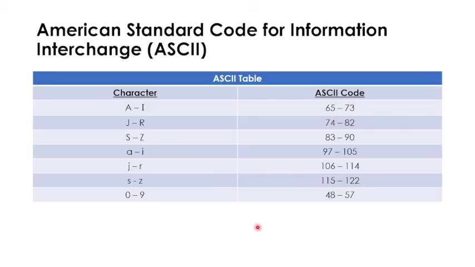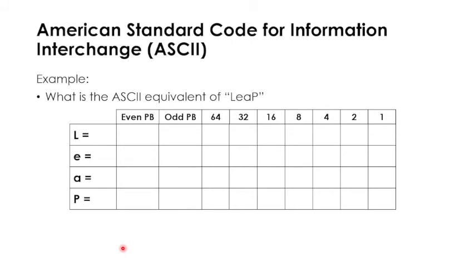So here is an ASCII table of each character with its corresponding ASCII code. Now let's have an example. What is the ASCII equivalent of LEAP? So here we have capital L, small letter E, small letter A, capital P, and we have the even parity bit, the odd parity bit, and here is the magnitude.